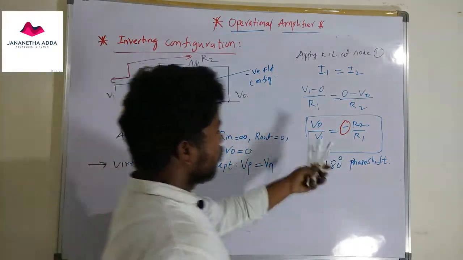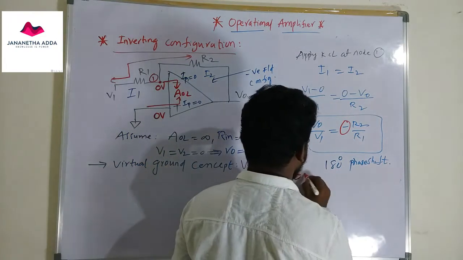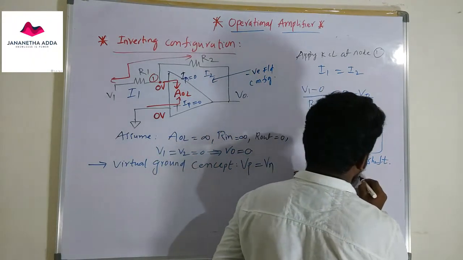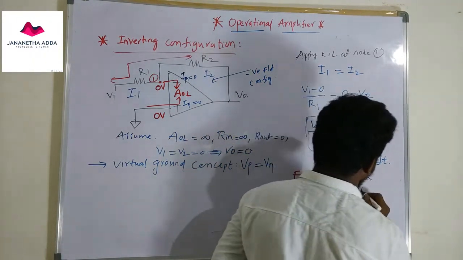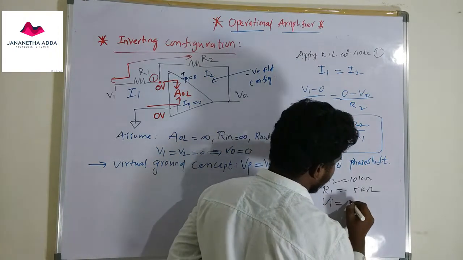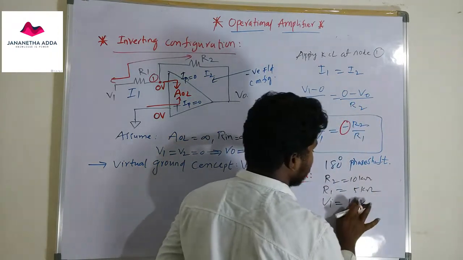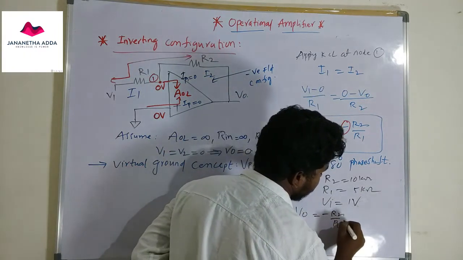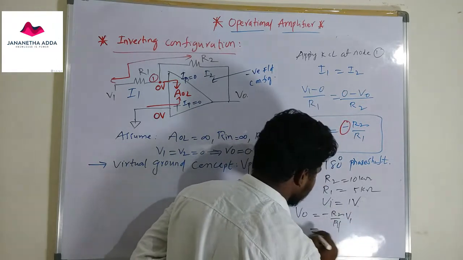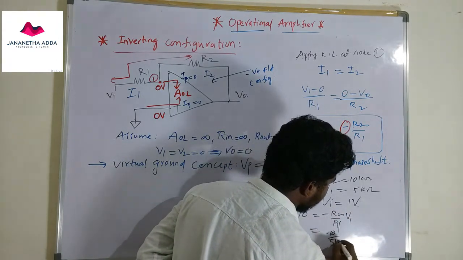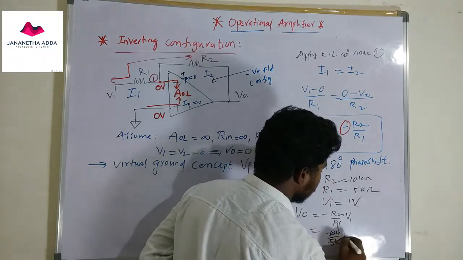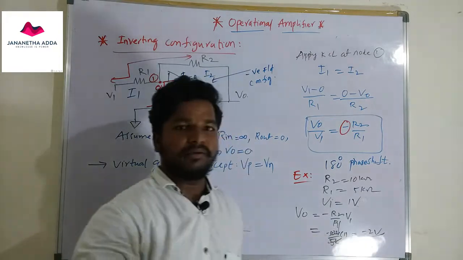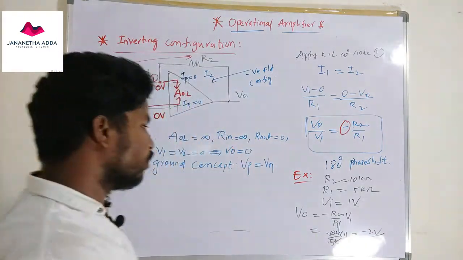And also, for example, if I take R2 equal to 10 kilo ohm and R1 equal to 5 kilo ohm and an input of 1 volt signal, so V output is nothing but minus R2 by R1 into V input, that is 10k by 5k into 1, that is minus 2. So the magnitude is increased by 2 times with a phase shift of 180 degrees.